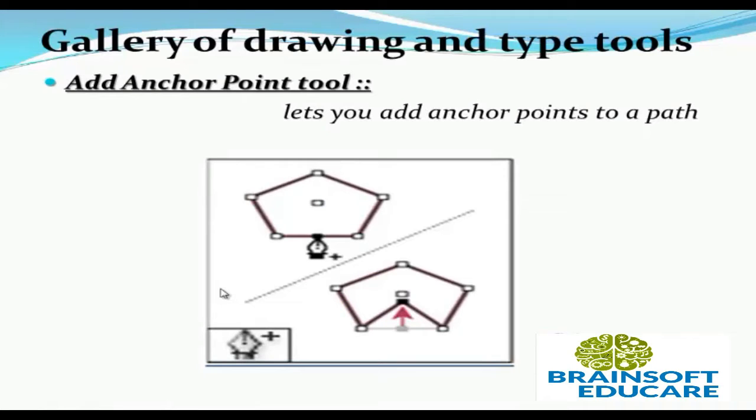Second, add anchor point tool. It is used to add anchor points to a path. This is the example of the add anchor point tool, where the path of the object is selected or added.